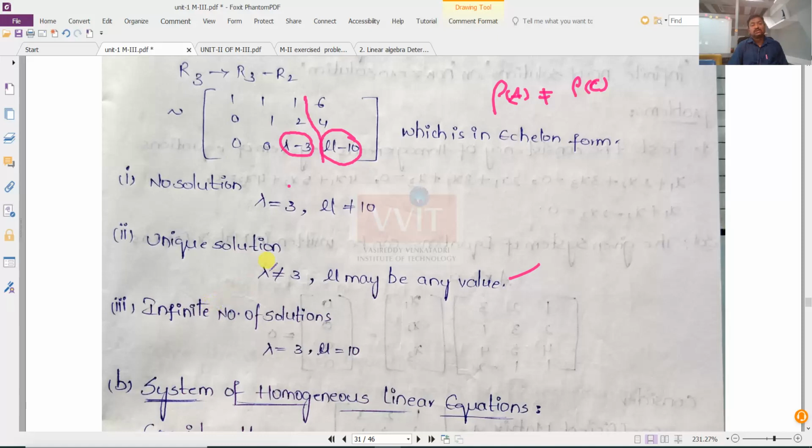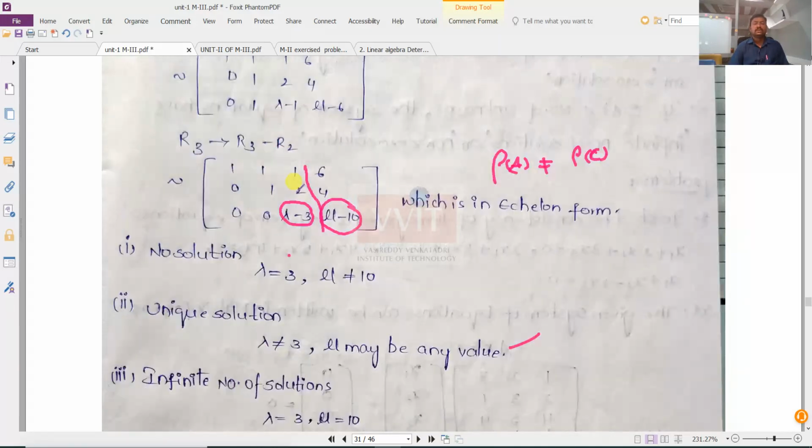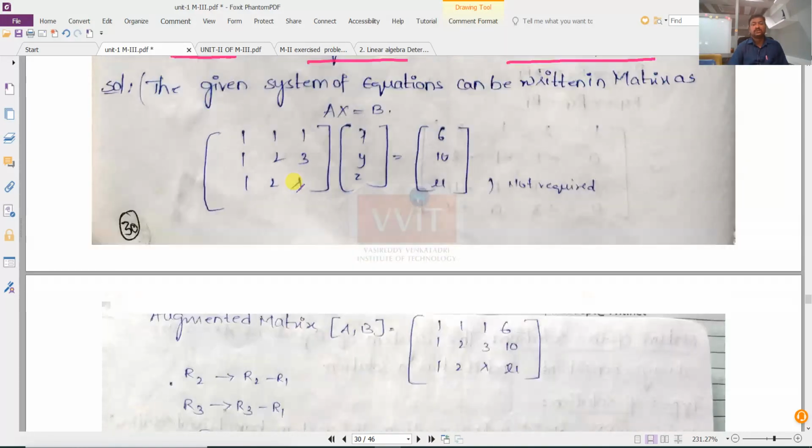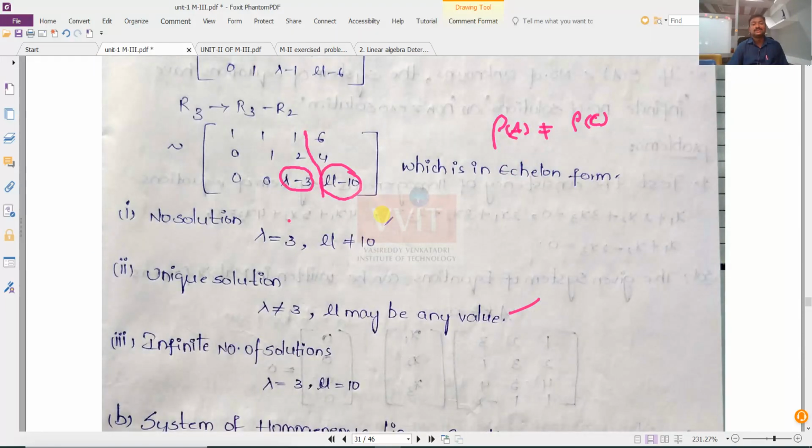Infinite number of solutions means rank of A and rank of C should be the same, but less than the number of unknowns. In the given equations, the number of unknowns, x, y, z, is 3. So rank should be less than 3, which means the only option is that both should be 0. So lambda minus 3 equal to 0 and mu minus 10 equal to 0. That makes sense here. Lambda equal to 3, mu equal to 10. That's it.